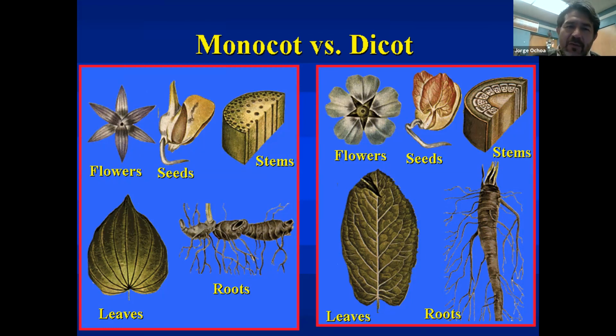So number one, when you look at the flower petals and sepals, on a dicot they are going to be in multiples of 4 or 5. Whereas in a monocot, it's always going to be 3, or multiples of 3. So 3 petals, 6 petals would be a monocot, while 4 petals or 5 petals would be a dicot.